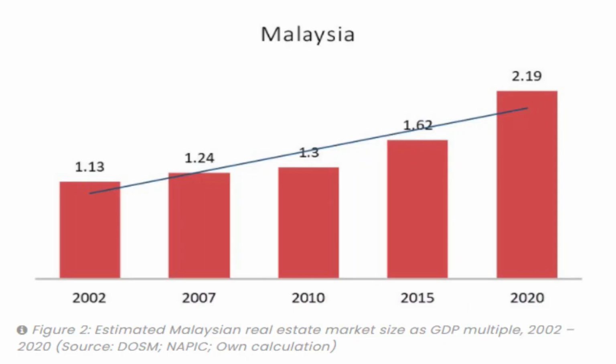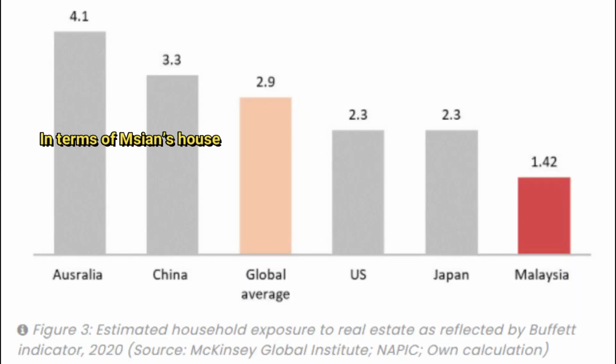Why? This is because when judging from the perspective of the real estate ratio in GDP multiples, though it is increasing from 1.13 times in year 2002 to 2.19 times in year 2020, such a moderate market size is rather rational and manageable, signifying a positive growth condition for its housing market.